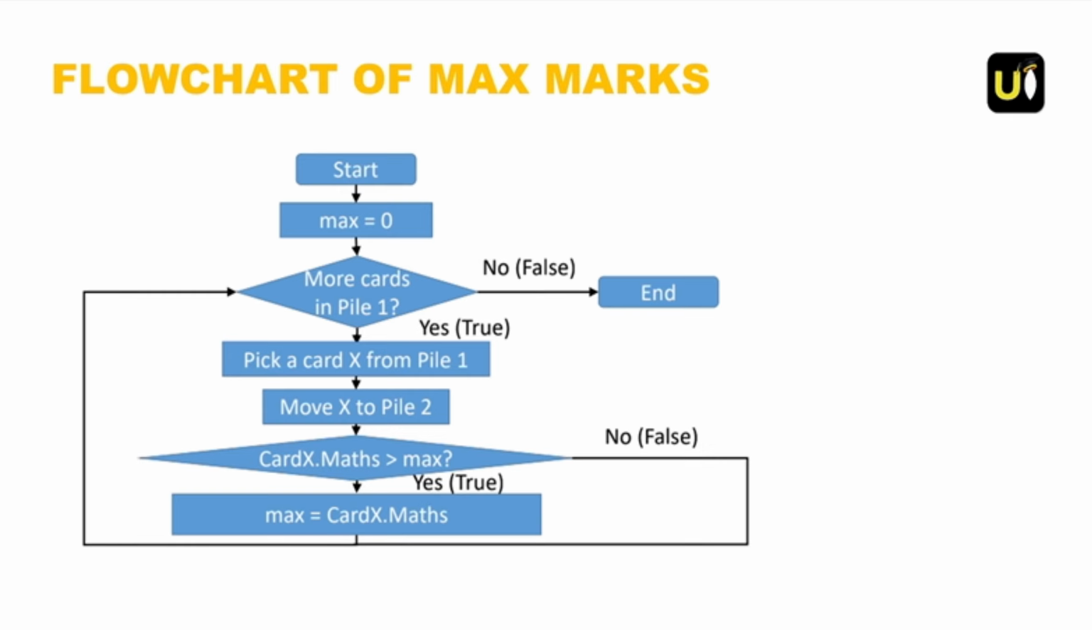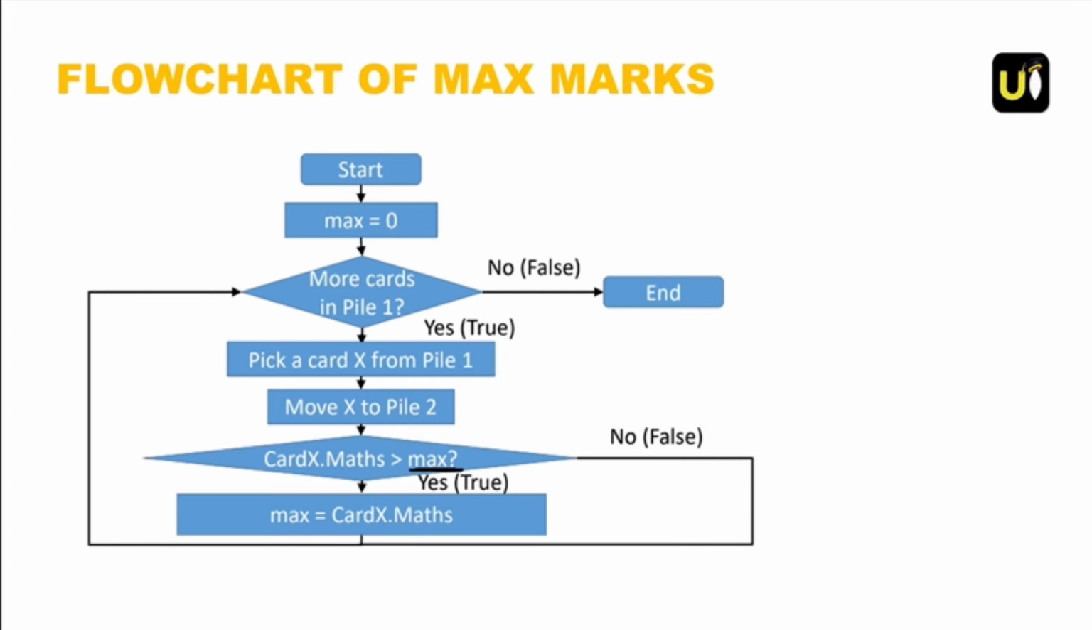Flowchart of max marks. So here max is initialized as 0 because, as I told you, whenever we have to find the maximum, we start with a smaller number. We initialize it as a smaller number, and then we're checking if there are more cards in pile 1. Pick a card from pile 1, move it to pile 2, and then we're checking if the card's marks are greater than maximum marks. So in this case, suppose the first card has 56 marks, which is obviously greater than 0. So it will move to yes, and then max will be stored as 56.